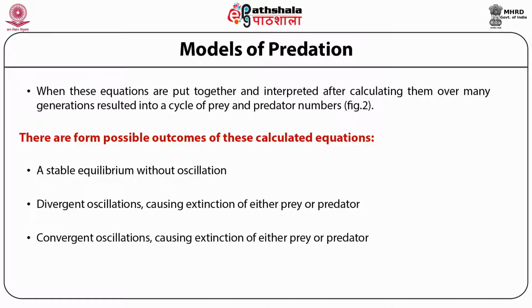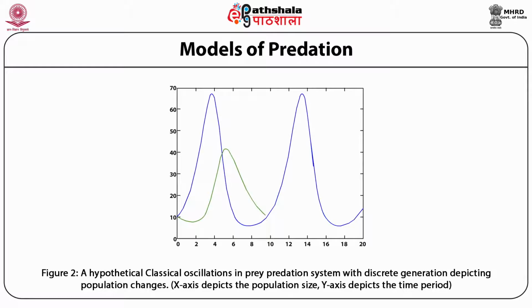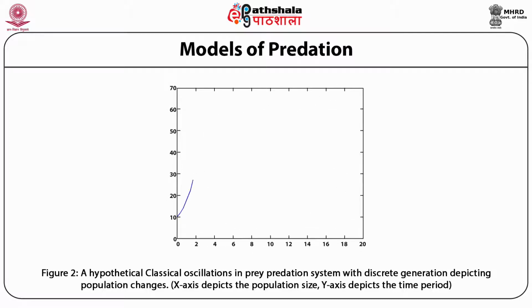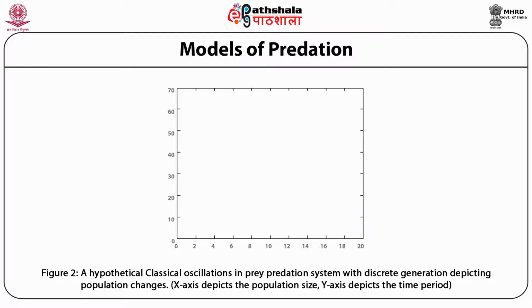or predator, and stable oscillation. This figure represents hypothetical classical oscillations in a prey-predation system with discrete generations, depicting population changes. The x-axis depicts the population size, the y-axis depicts the time period, the blue line indicates prey, and the green line indicates predators.